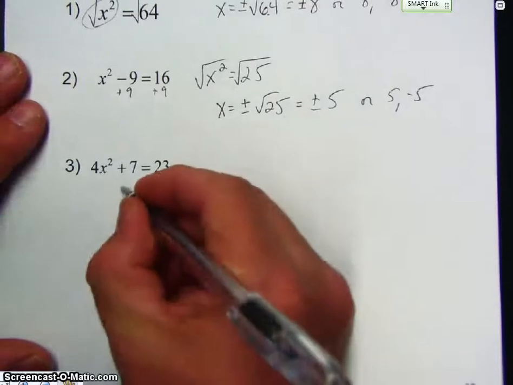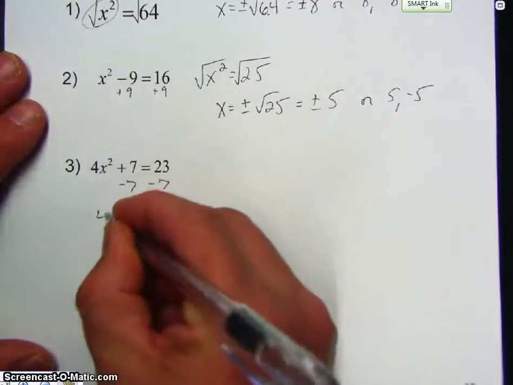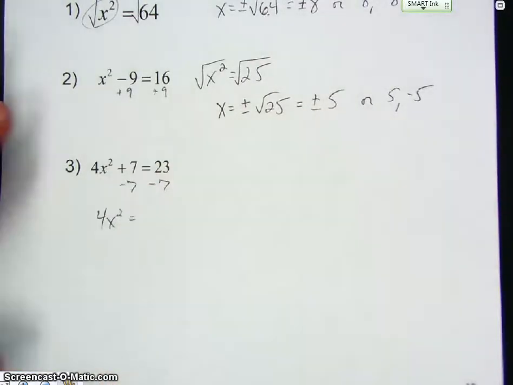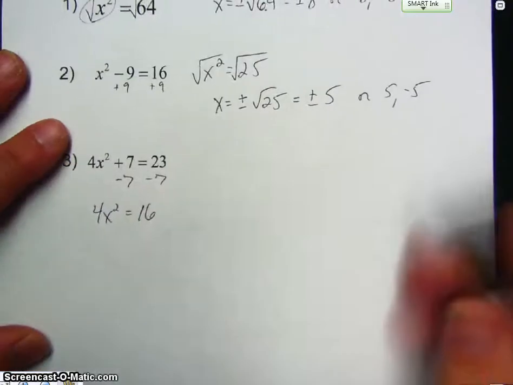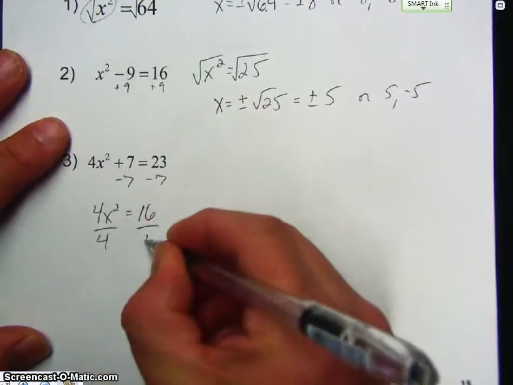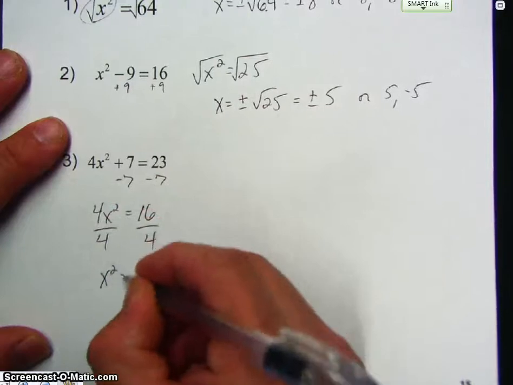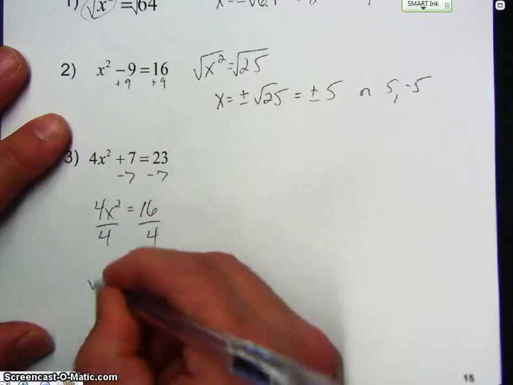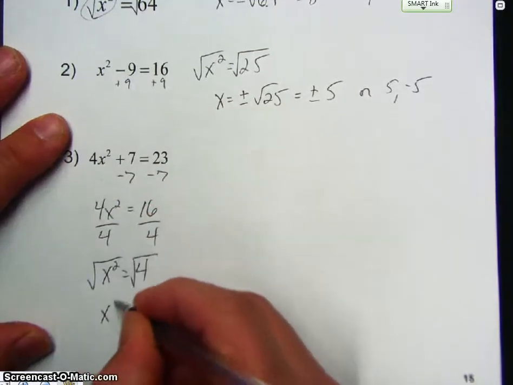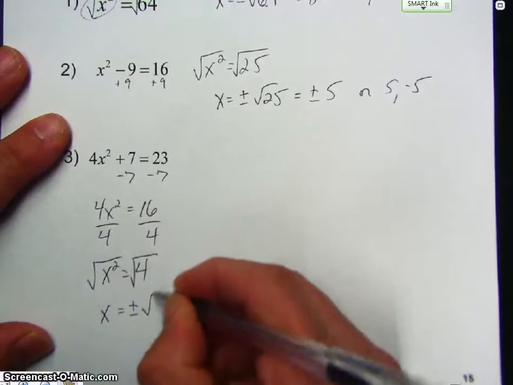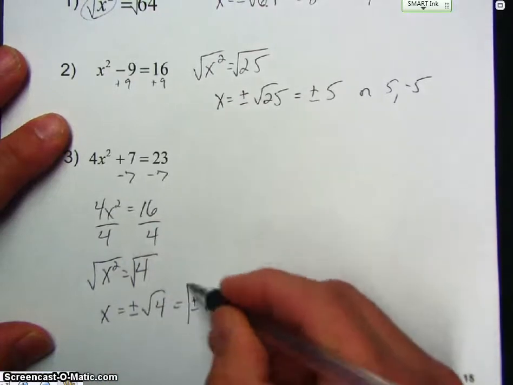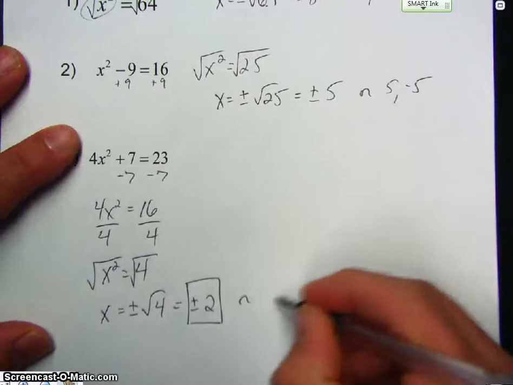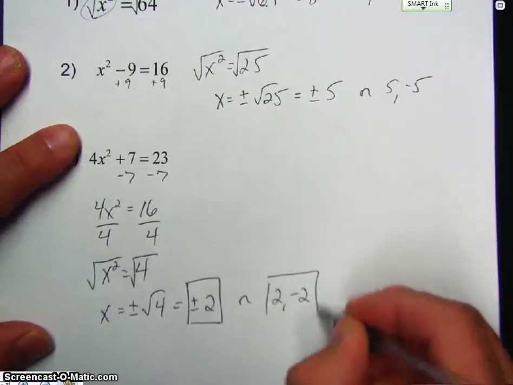Number 3, subtract 7 from both sides. You got 4x squared is equal to 16. Divide both sides by 4. So you get now x squared is equal to 4. Take the square root, plus or minus square root of 4, and now simplify. So you can have that as an answer, or 2 and negative 2 as an answer. Either way is fine.